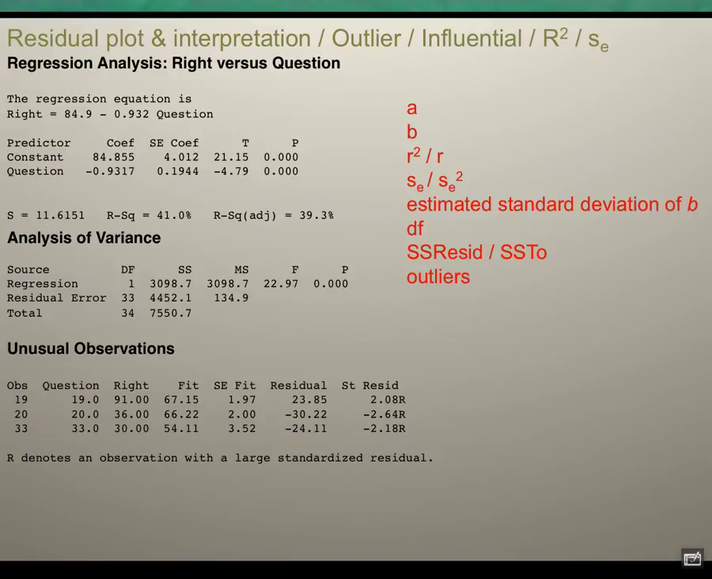Okay, A, what does A stand for? We went over this. What's A stand for? Y-intercept. And B is our slope.